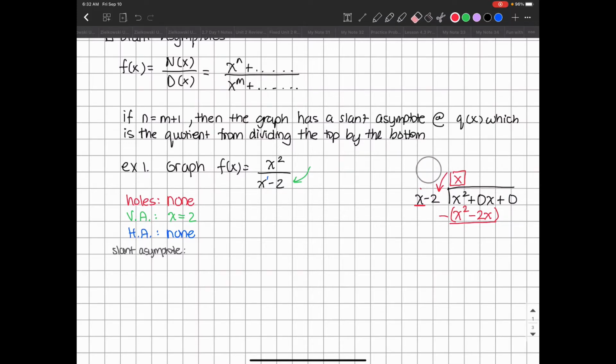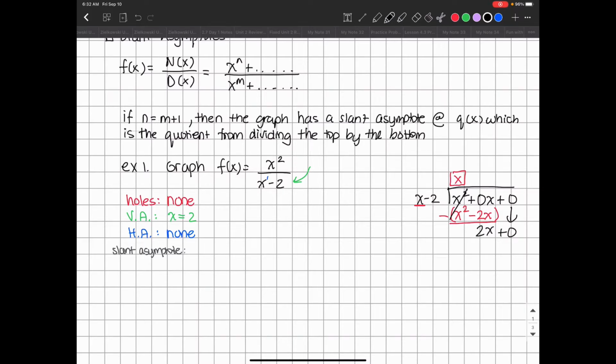And so when I do that, I'm going to end up with my x squared minus x squared goes away because that equals 0, which is what I tried to do. And then I have 0x minus negative 2x. Be careful, if you're subtracting a negative, you're actually adding. So that's adding 2x. I'm going to get 2x, and I'm going to bring that plus 0 down.